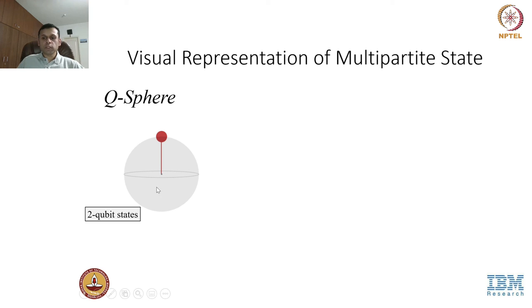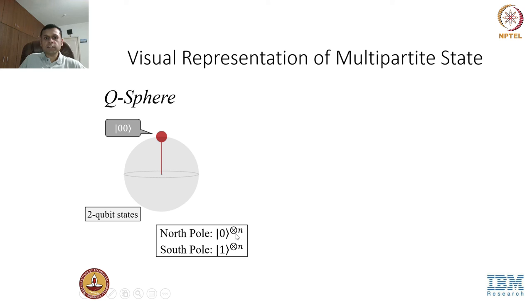So at the north pole, we can represent the state 0, 0, and at the south pole, which is not shown here, we can represent state 1, 1. So the qubit that we are showing here, the two-state system, represents our state 0, 0. And that's why you see a single line from the center of the sphere up to the north pole. The states 0, 1 and 1, 0 can be marked on this particular equator. Okay, so keep that in mind. That's the typical representation we'll use for any Q-sphere to represent an n-qubit state.